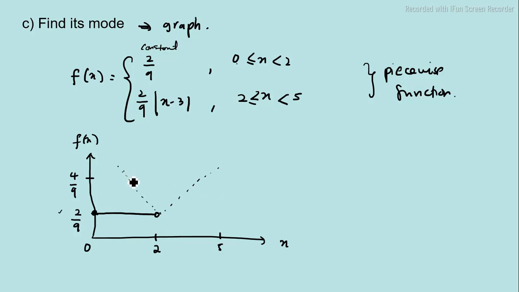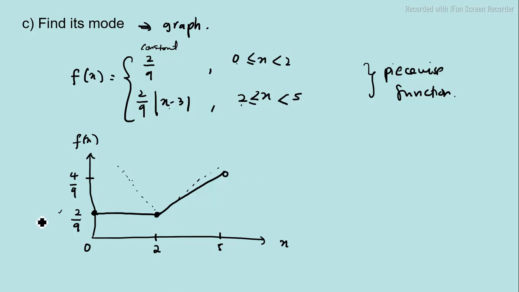Kan? Tapi disebabkan range kita daripada 2 hingga ke 5, so kita akan ambil yang inilah. 2 hingga 5, dia stop. Masukkan 2, kamu dapat 2/9. Masukkan 5, kamu dapat 4/9. So, dekat sini. Disebabkan dia continuous, okay, so graf kita pun akan bersambung terus lah macam ni.